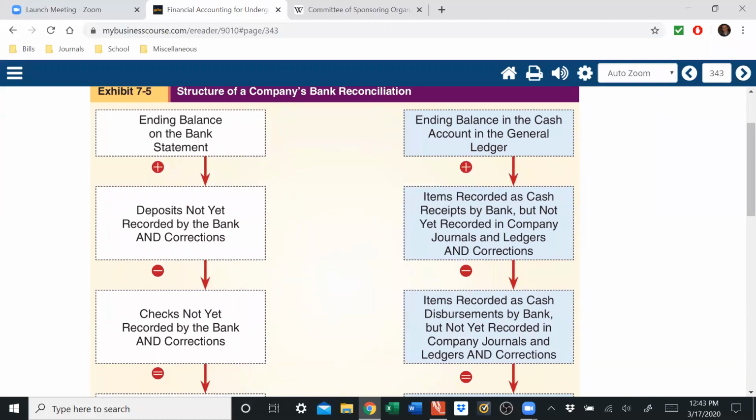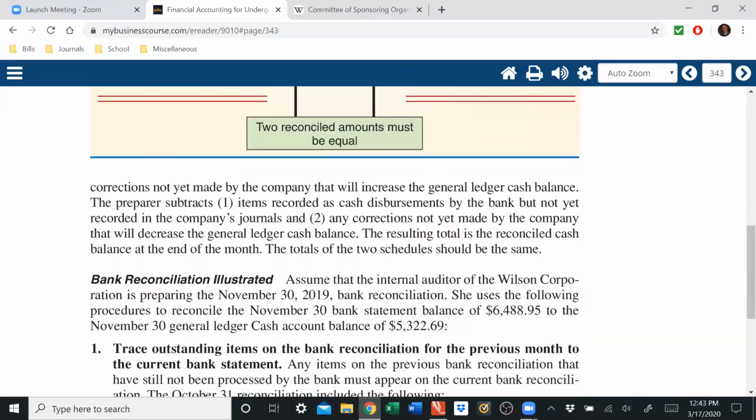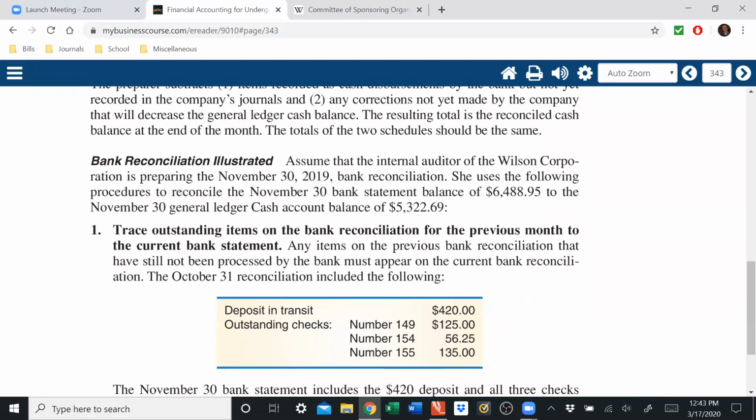So once you add these things and subtract these things from the book balance, then you get the reconciled book balance, and it should be equal to the reconciled bank balance. So let's do the bank reconciliation for Wilson, and then we'll be done for today. The internal auditor of Wilson Corporation gets the bank statement from Wilson's bank, and they're preparing the bank reconciliation for the month of November.